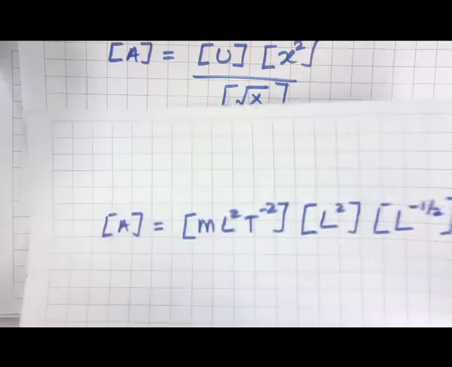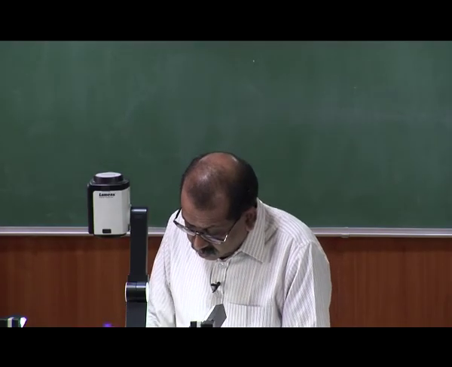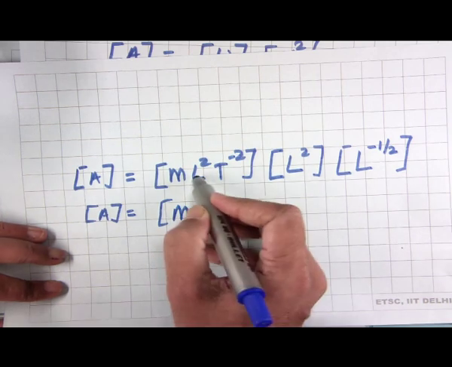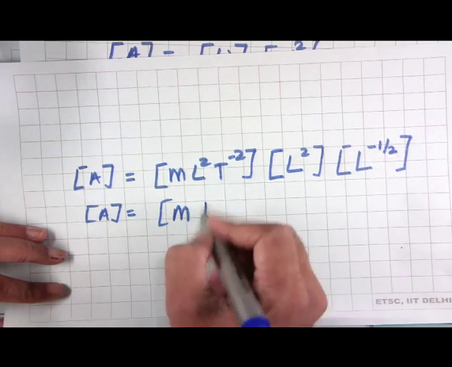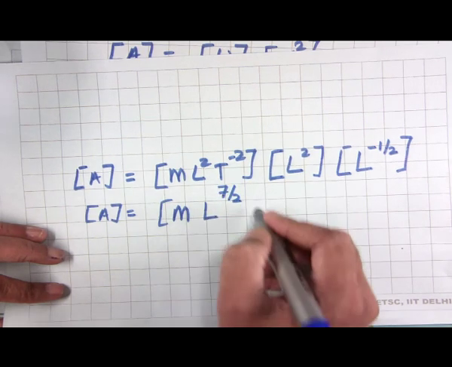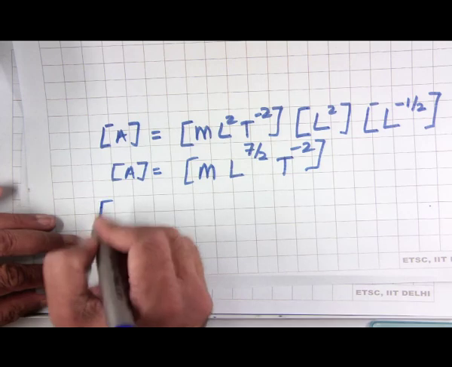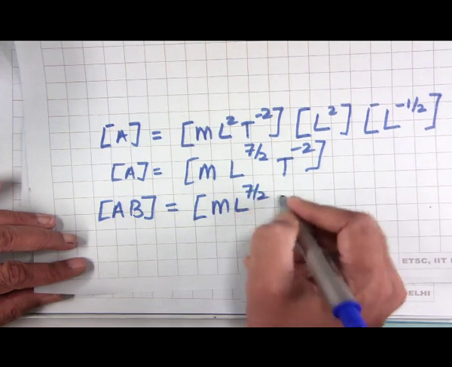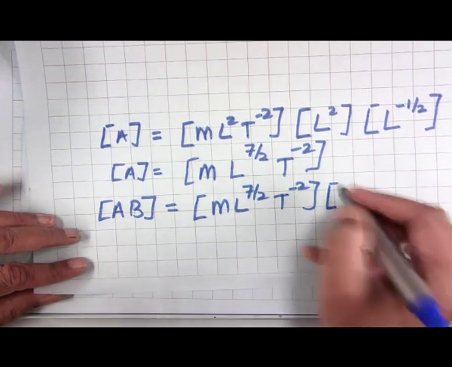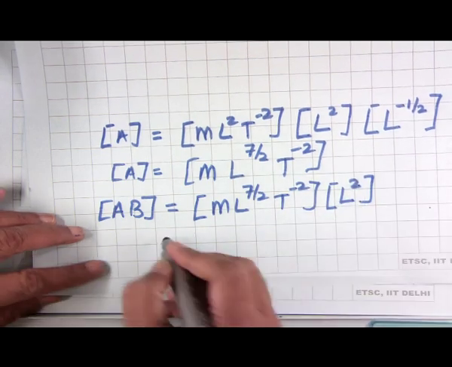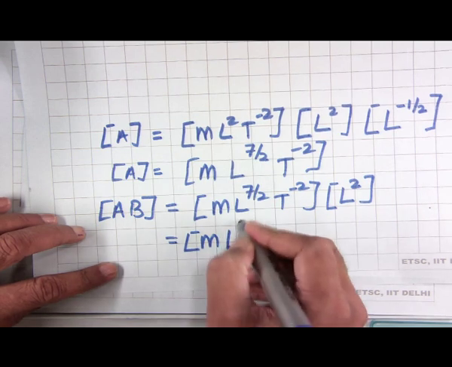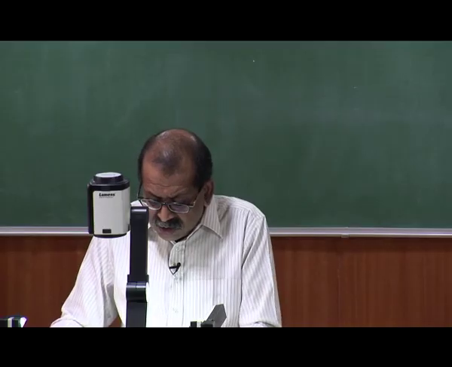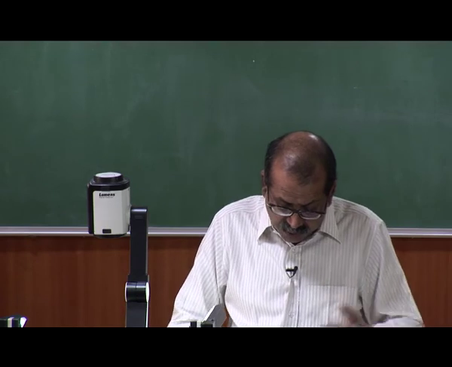So, this way we work out the dimensions. The dimension of A turns out to be equal to m times L to the power of, we have 4 minus half, so L to the power of 7 by 2 t to the power minus 2. Then we have to find the dimension of A times B. This will be equal to m L to the power 7 by 2 t to the power minus 2 times B, which is L square. So, the final answer we get is m times L to the power of 11 by 2 t to the power minus 2. These types of problems are basically quite simple.